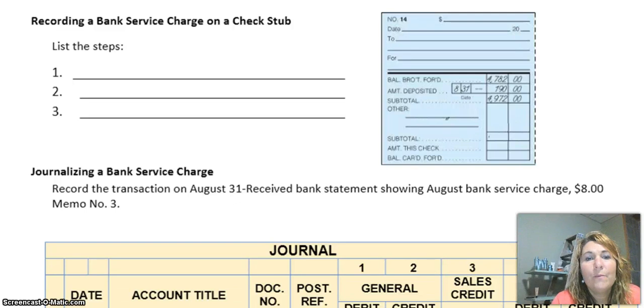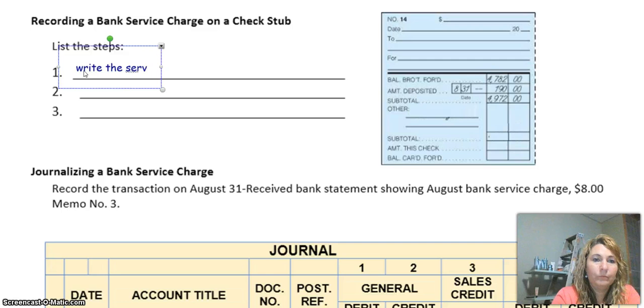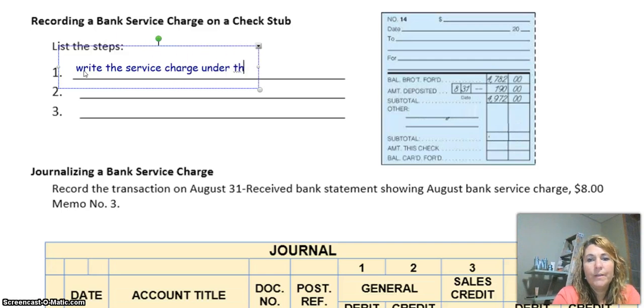Okay, now that we have our bank reconciliation complete and we did have a service charge, we need to record that service charge on our check stub. So what we're going to do is just go to the next unused check stub and record that. The 3 steps for recording this is to write service charge $8 under Other. So write the service charge under the other section.